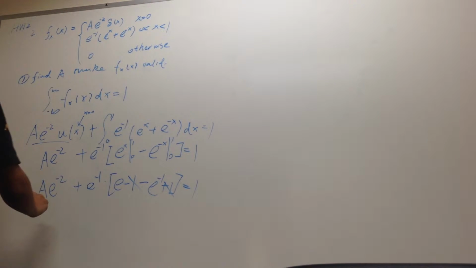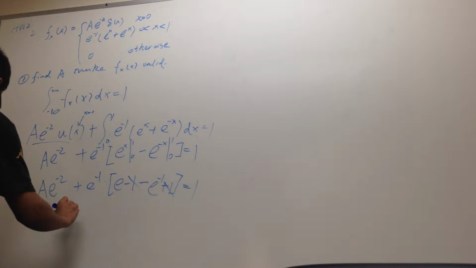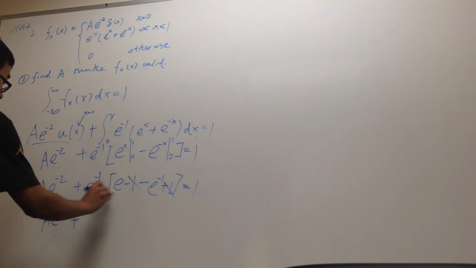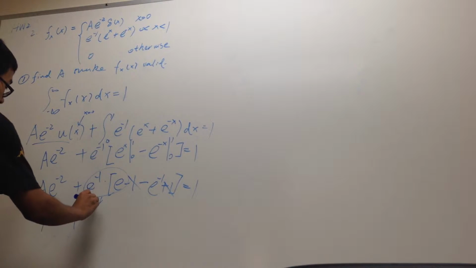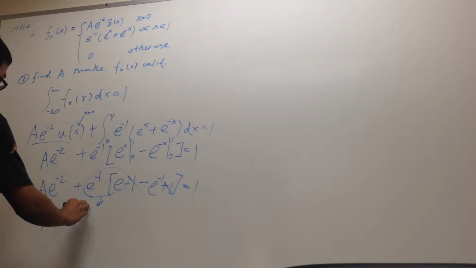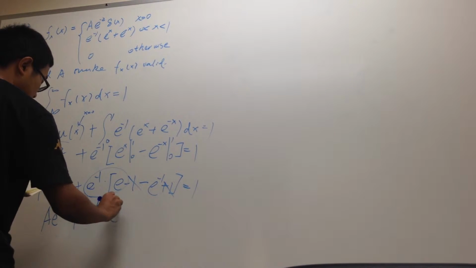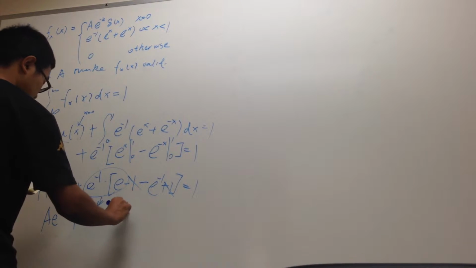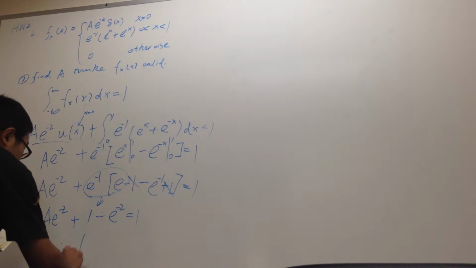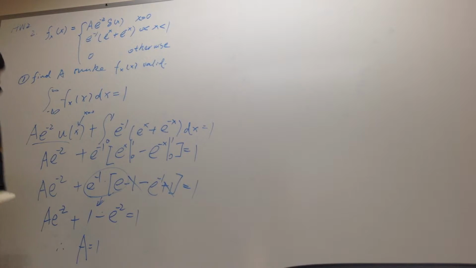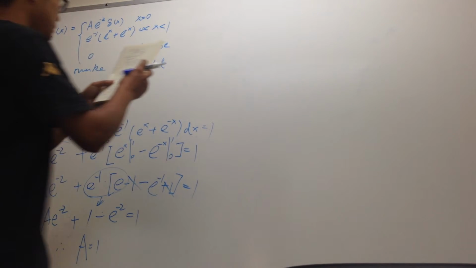And what we have is A e minus 2 plus this one equals 1, minus e minus 2 equals 1. So we have A equals 1. Okay, this is the first problem.